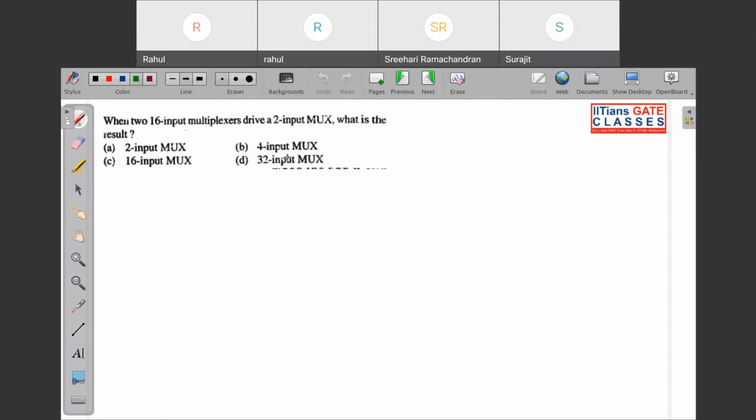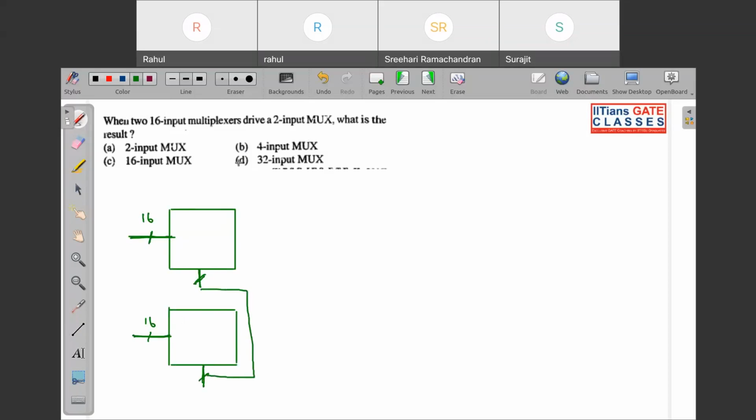Very good. So it is given two 16 cross 1 mux, okay, two 16 cross 1 mux. That means here we have 4 selection lines. I am not drawing them, I am just making it like this. So basically it is driving what? Two 16 input multiplexers drive a 2 input mux.